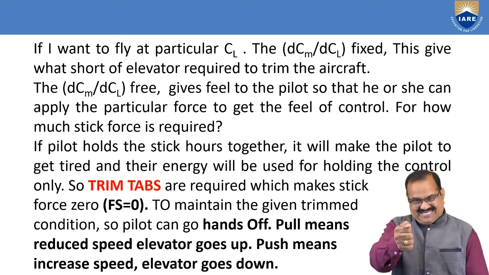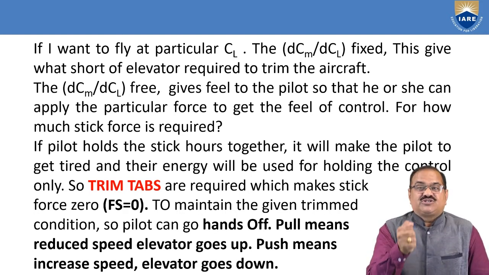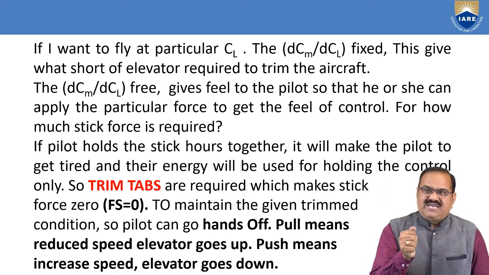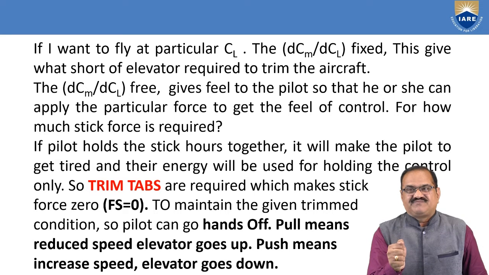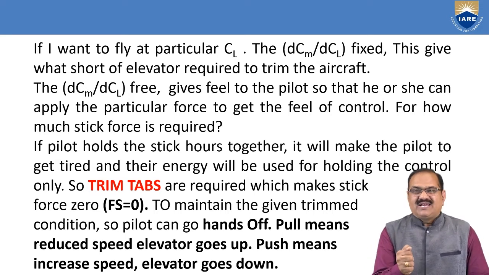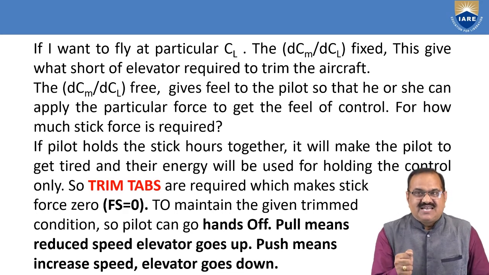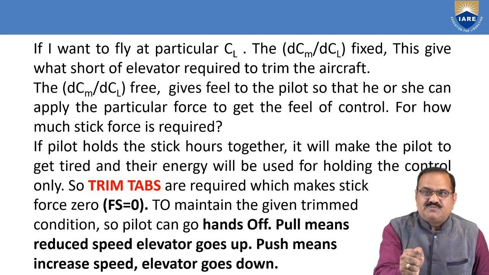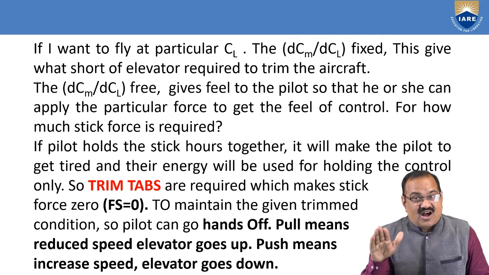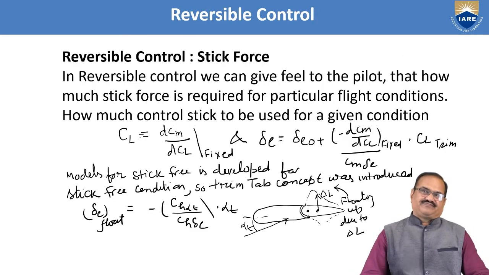Pull means, from my side, I am pulling like this, it is reduced speed, and the elevator will go up. Push means increased speed and the elevator goes down. Pulling means reduce speed, elevator will go up, and push means increase speed, elevator goes down. So if the elevator is going down, speed is increased. That we have to understand.